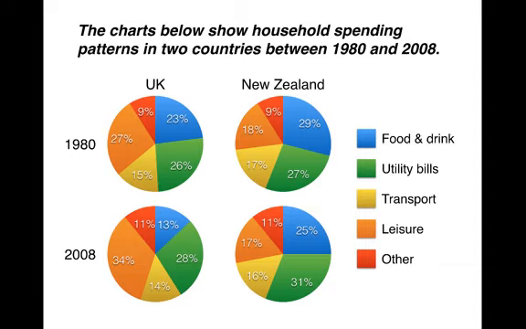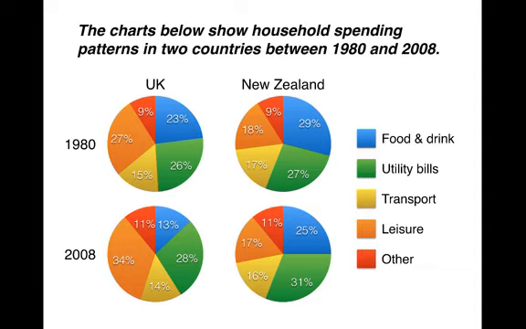Now let's look at our full pie chart question for today. Here's the question that I'm going to use. The charts below show household spending patterns in 2 countries between 1980 and 2008. So household spending patterns means the money spent by people living in one house, an average house. We've got the 2 countries, UK and New Zealand, and on the left you can see 1980 and 2008. And the spending is in 5 categories. We've got spending on food and drink, utility bills, transport, leisure and other.